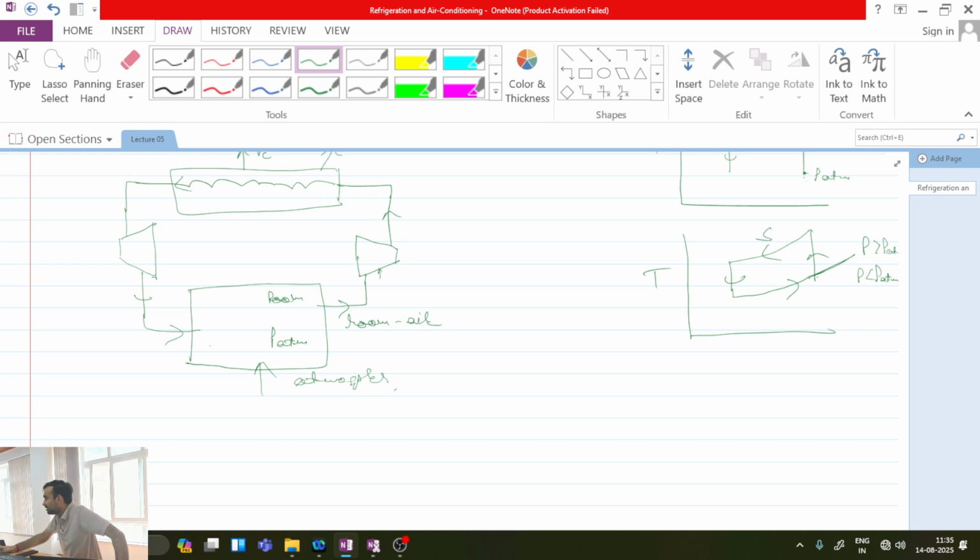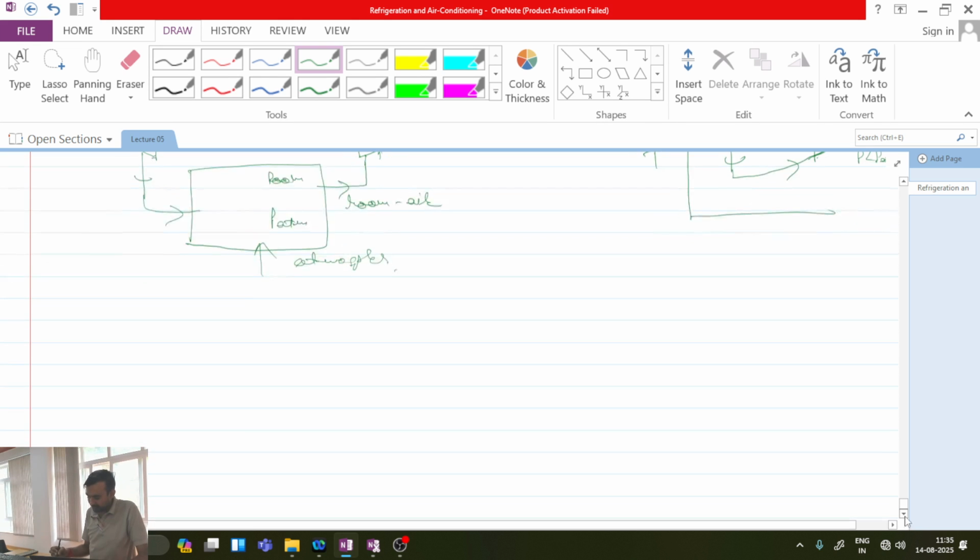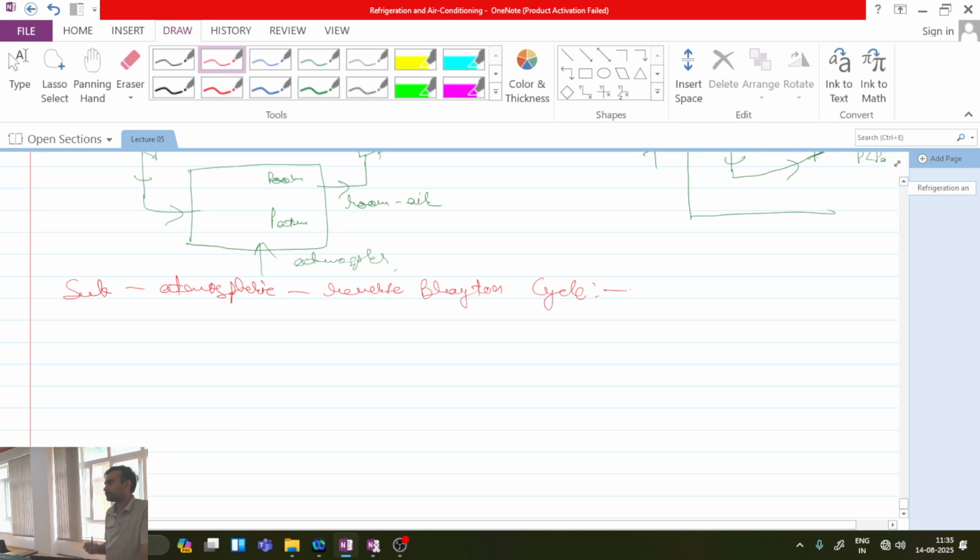All are clear to this point? So this type of cycle is called the sub-atmospheric reverse Brayton cycle. Okay, so what we need to do in the sub-atmospheric reverse Brayton cycle? First point is very clear. The compressor will be taking which air? Atmospheric air.